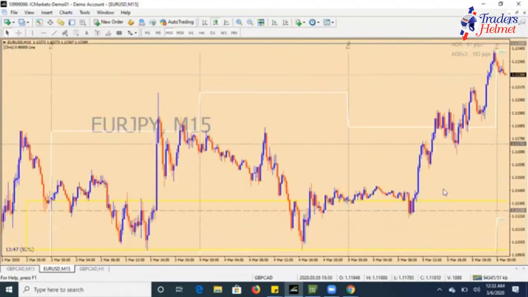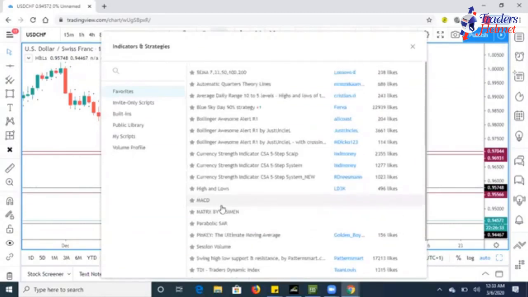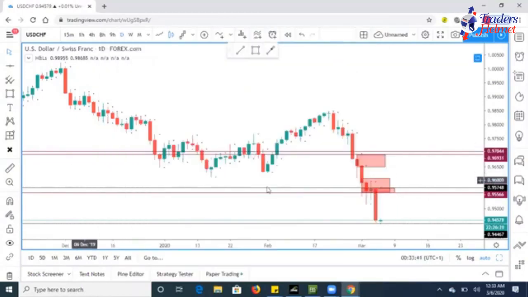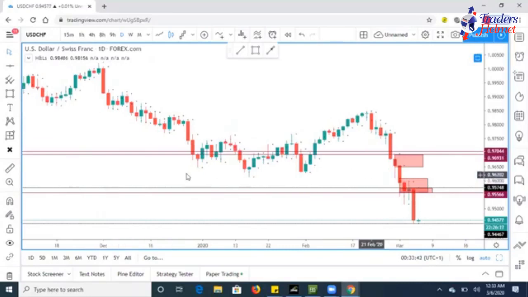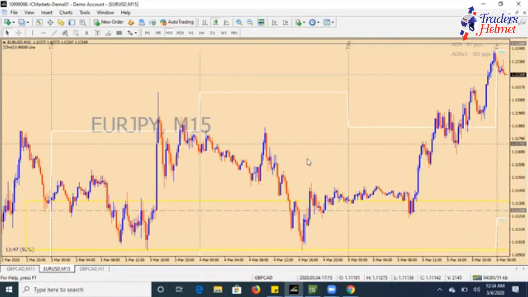Pick any pair of your choice after this video and do exactly what I just showed you. If you like using TradingView, you can get this indicator, the high and low indicator. I have it right about here, the high and lows by LD3K, 46 likes. That's the indicator for TradingView. When we get to the last video where we discuss our entries, I'll tell you how you could get the indicator for MT4.